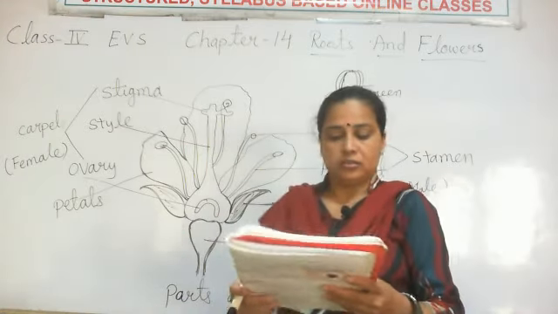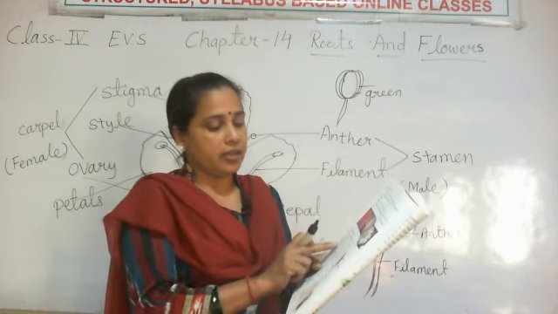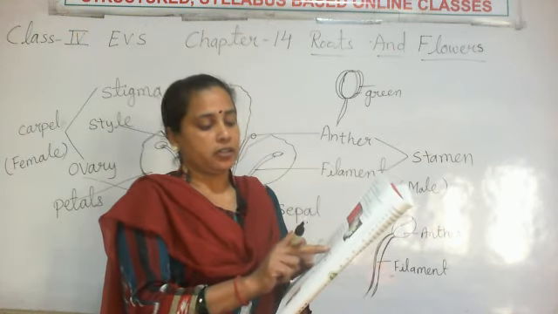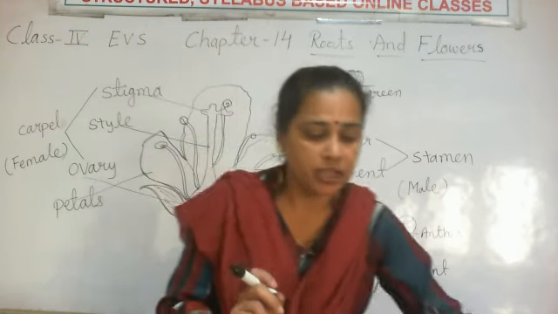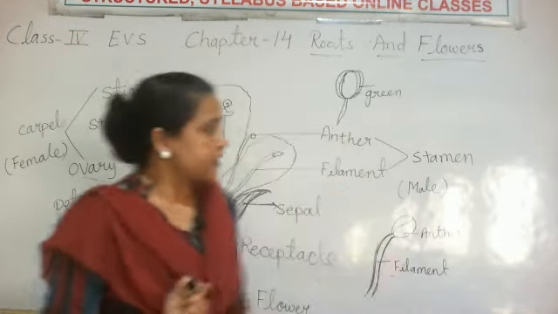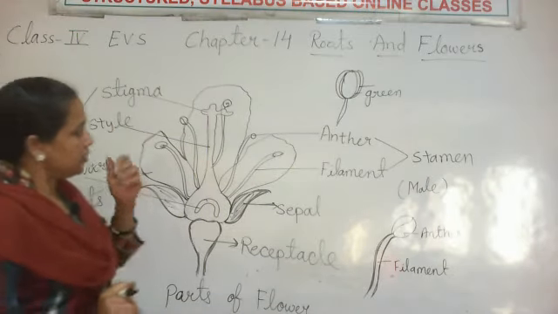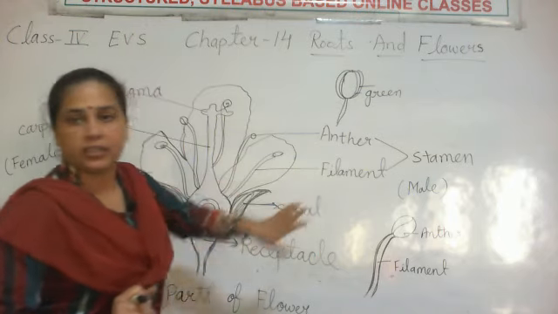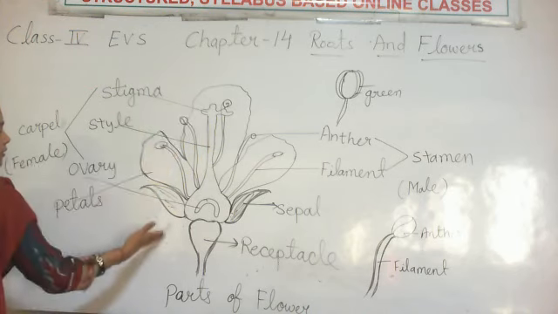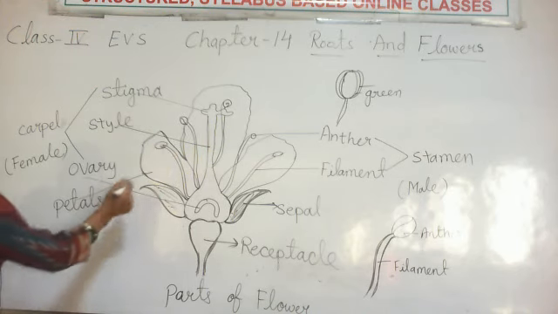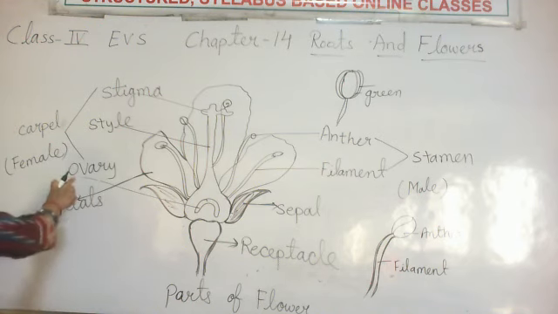Now, what is given on the third line? Sepal are green leaves that protect the flower when it is a bud. This thing I also explained you. Now come to this part. Now anther filament, clear? Come to this point. This side. These are the petals. Ovary.